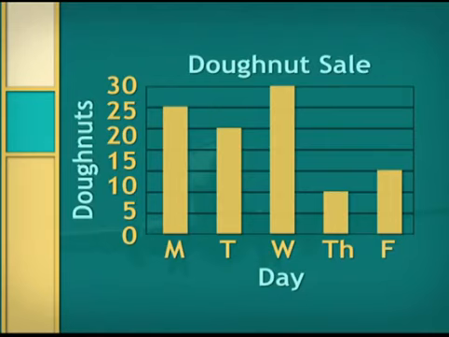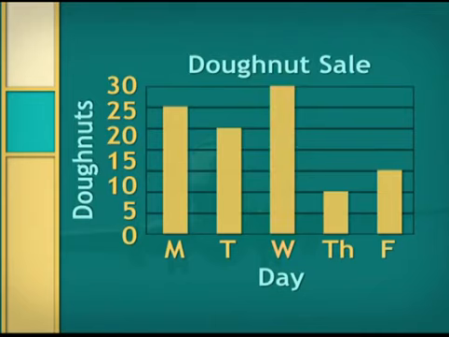All right, the first question is, on which day of the week were the most donuts sold? That's Wednesday, the tallest bar. It goes up to 30. So that's 30 donuts that were sold on that day.